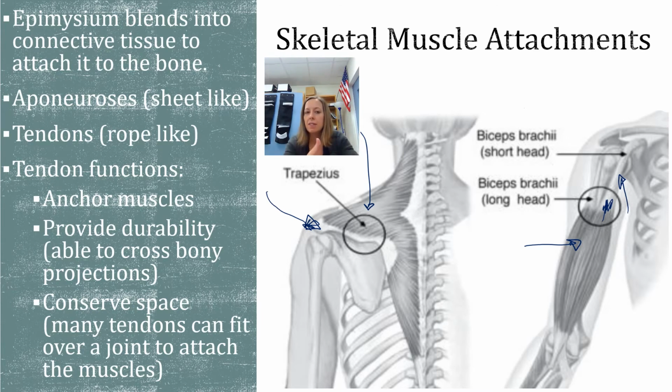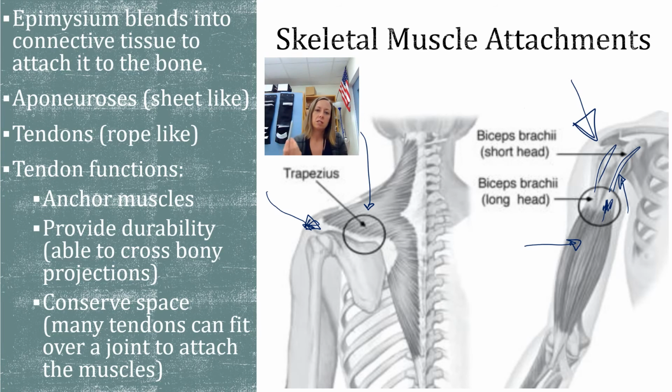The tendon or the aponeurosis has three functions. First, it anchors the muscle. Second, it provides durability. Sometimes it crosses your bony areas. In the shoulder, see all these lines are tendons, and they're crossing where the bone is going to touch, because muscle is delicate and it would rip. Tendons and aponeuroses are connective tissue. So that's the second function.